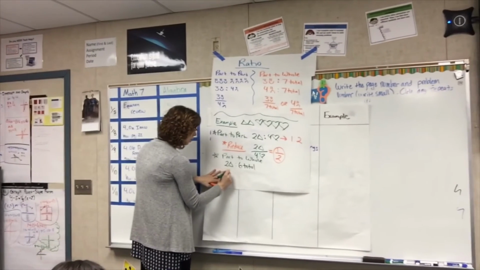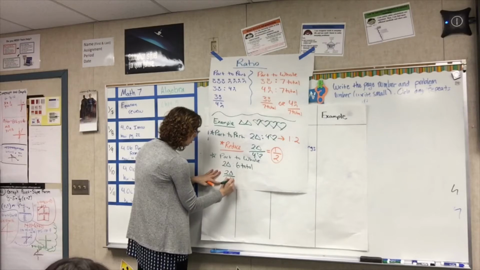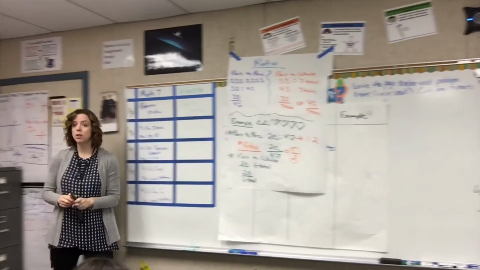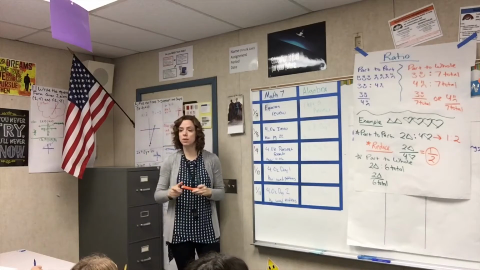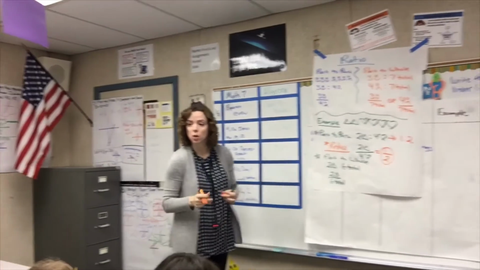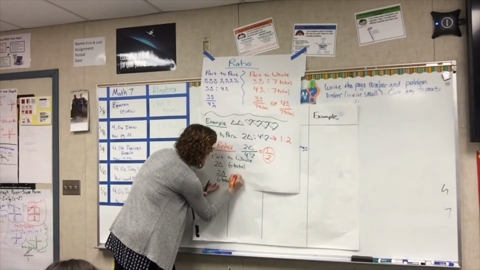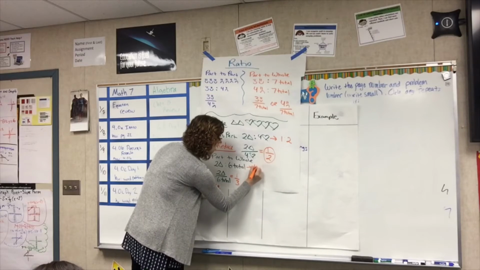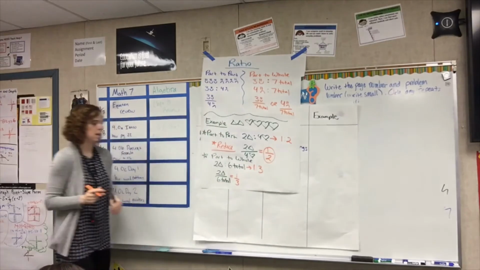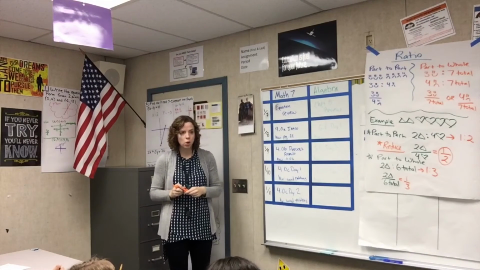Because this is comparing to the whole. Okay, so we can also write that as 2 triangles to 6 total. Does that reduce? Could someone raise their hand and tell me what 2/6 reduces to? Yes. 1/3. Thank you. You are awesome. So we can have this as 1/3. So that means this can be 1 to 3.